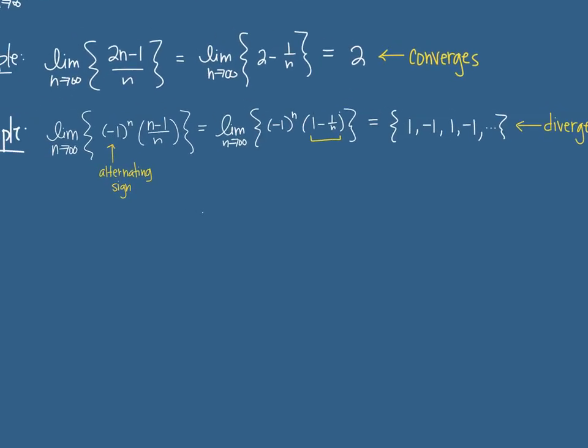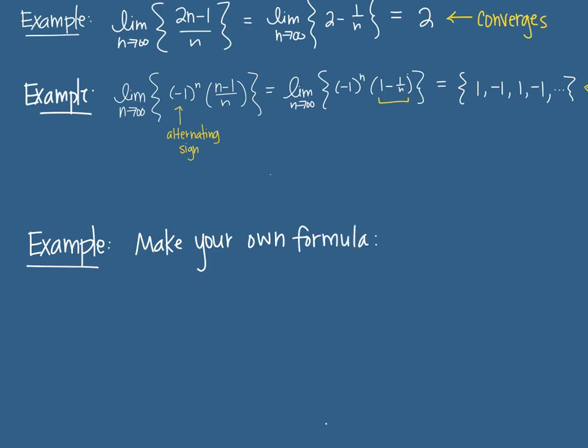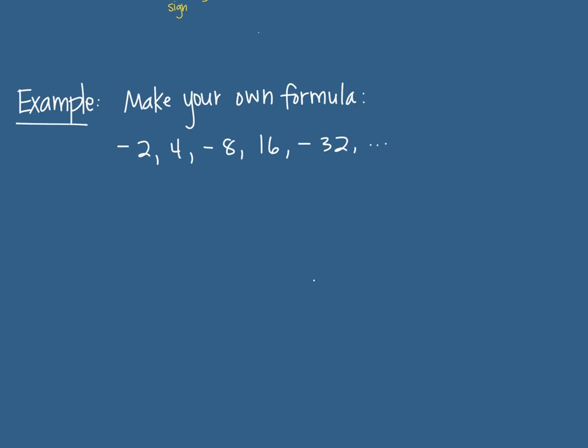Okay, last thing. All right, make your own formula. I always kind of liked these. So if I give you -2, +4, -8, +16, -32, etc., could you make your own formula for that?